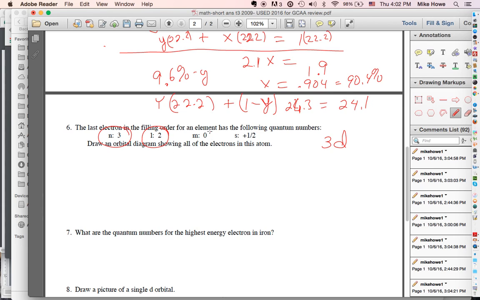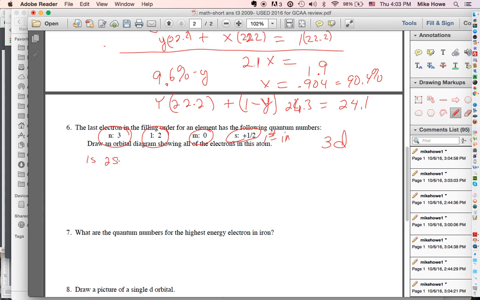M equals 0, that's one of the orbitals in the d sublevel. We'll look at that in just a second. And then the electron will be spinning clockwise. And by convention, we said in class we're going to call that one the first electron in. All right, so here we go. We're going to put electrons in.